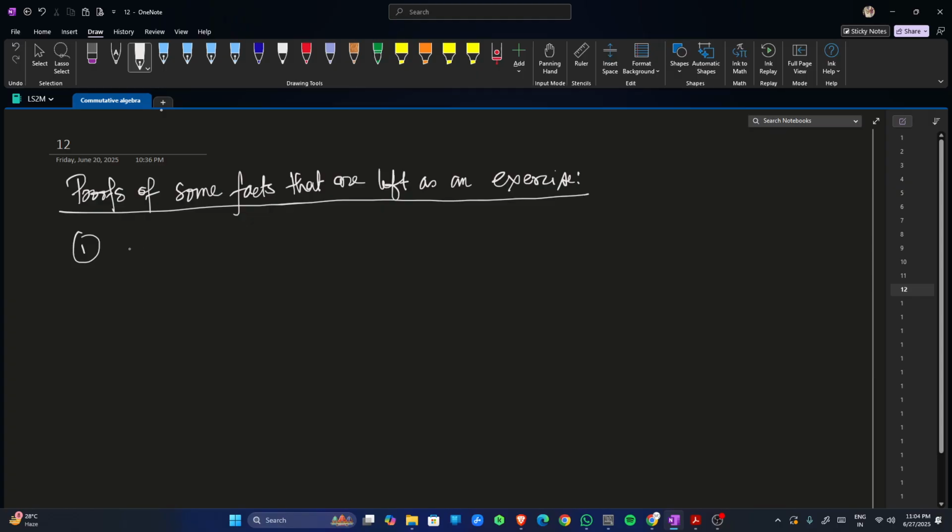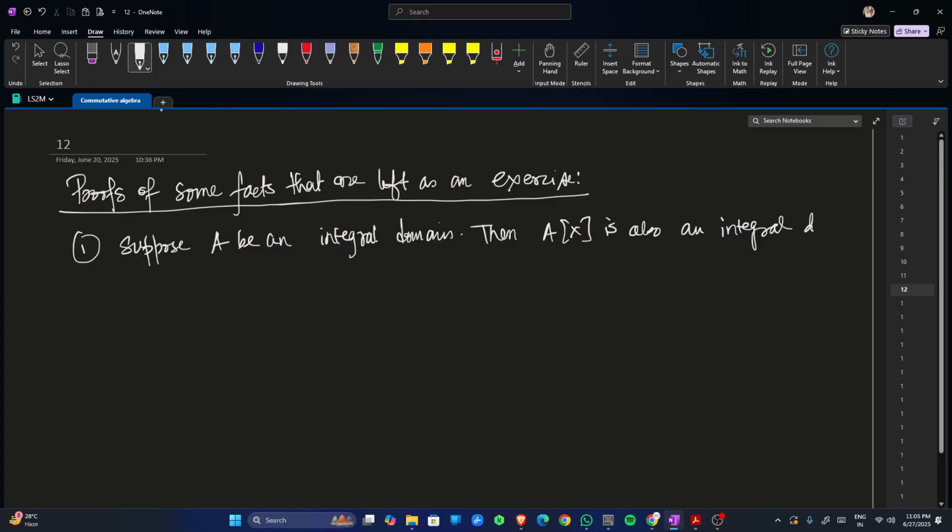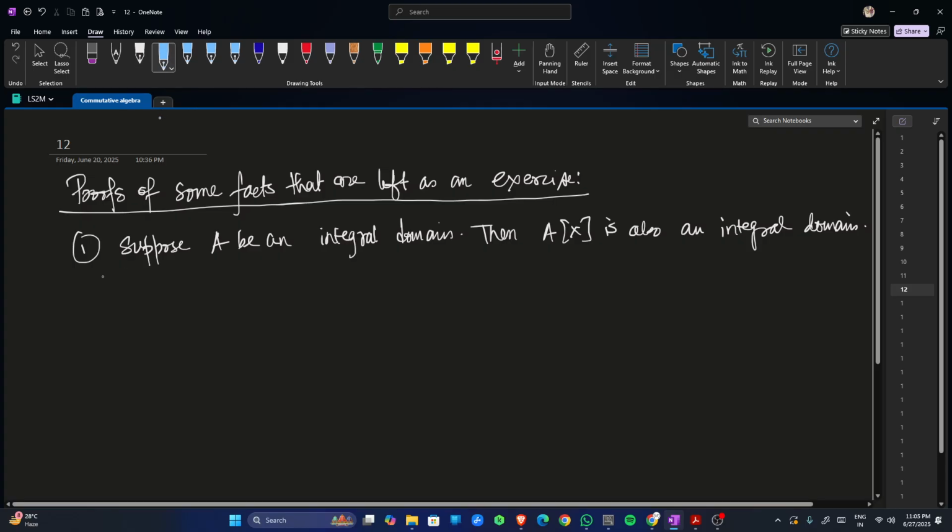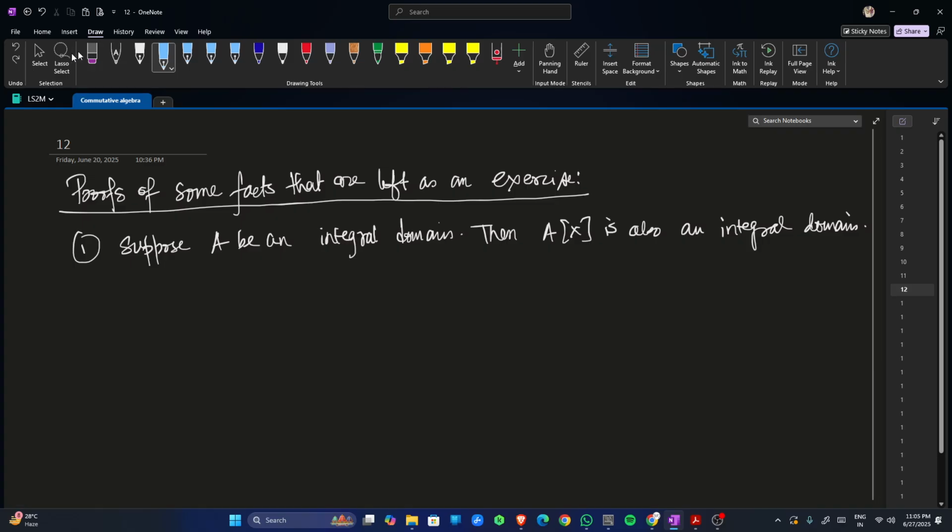One. Suppose A is an integral domain. Then A[x] is also an integral domain. Proof.